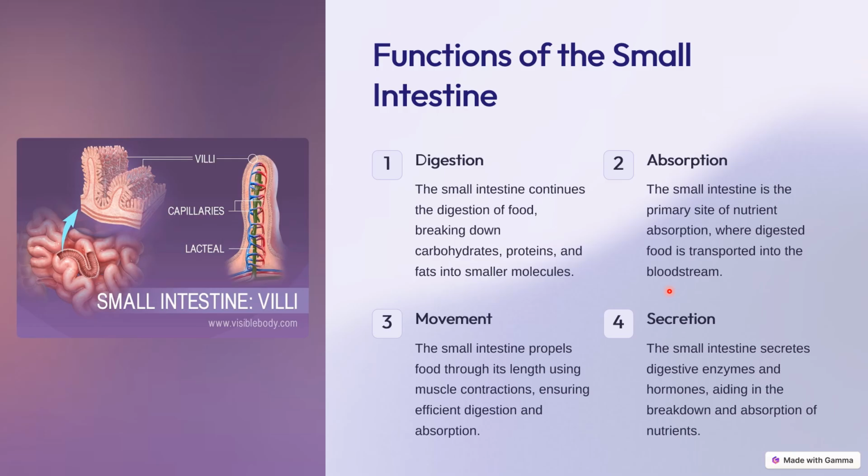Then movement, basically peristalsis. Due to the peristaltic movement of the intestine, the food gets propelled through its length using muscle contractions, ensuring efficient digestion and absorption. Next is secretion. It secretes digestive enzymes and hormones, aiding in the breakdown and absorption of nutrients. So digestion, absorption, movement and secretion are the functions of the small intestine.